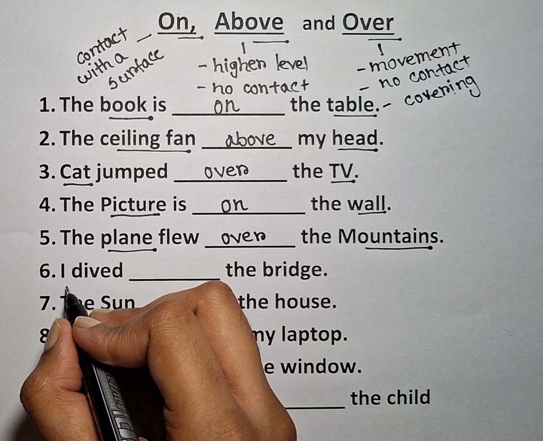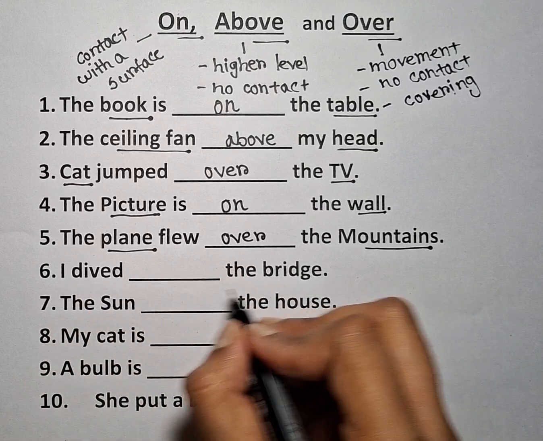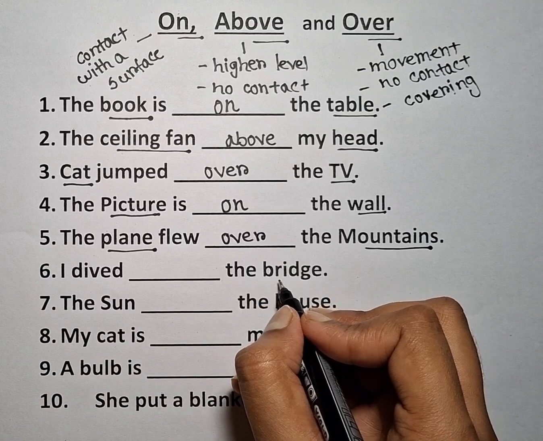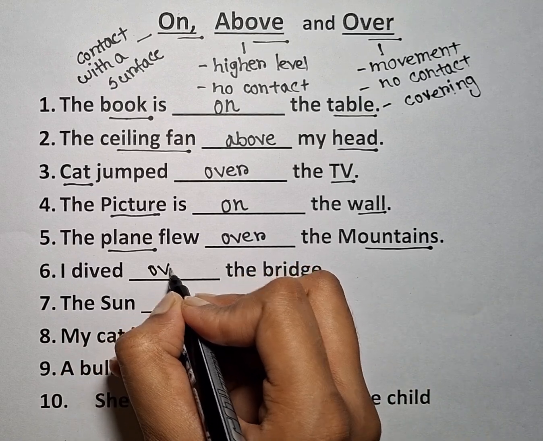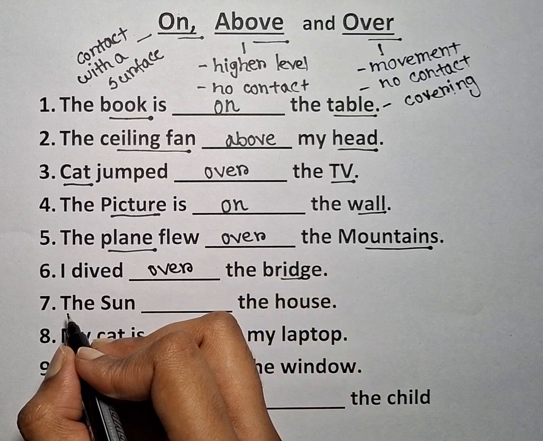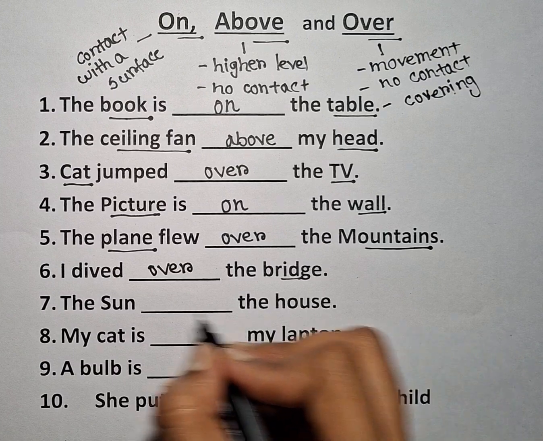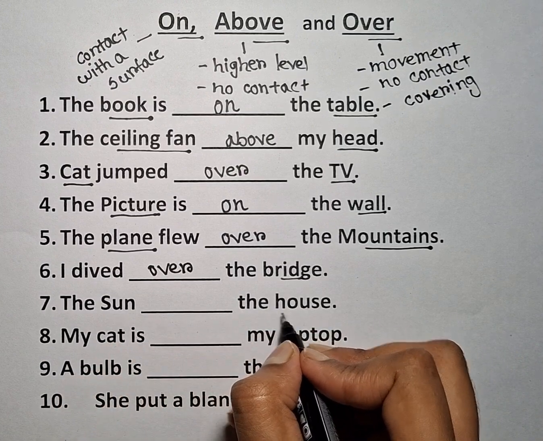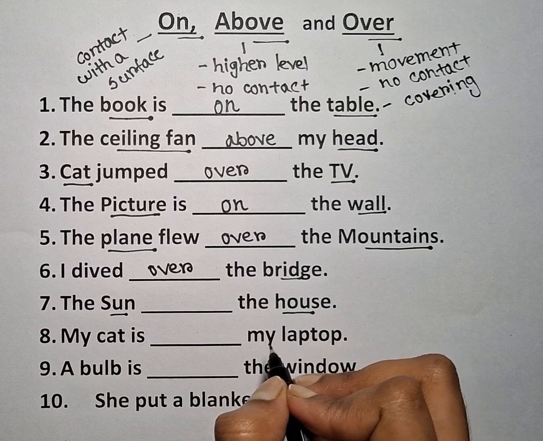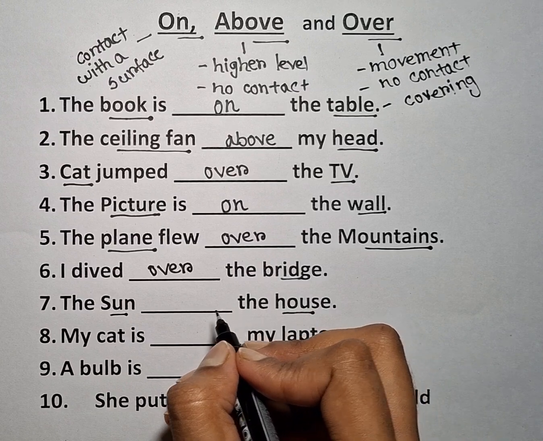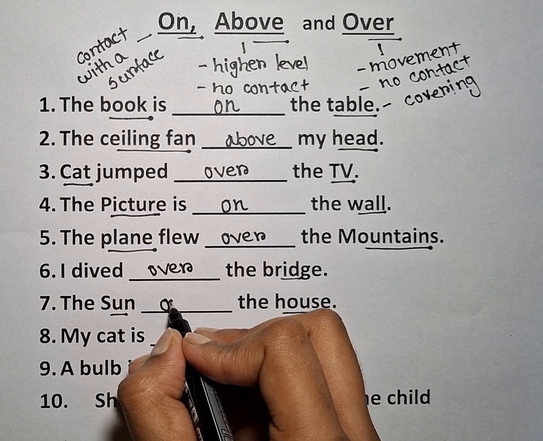Number 6. I dived blank the bridge. It indicates movement from one side to the other, passing over the bridge. Therefore the correct answer would be over. Number 7. The sun is blank the house. The sun's location in the sky relative to the house means the sun is at a higher elevation than the house. While over could also be used in some contexts, here we use above.